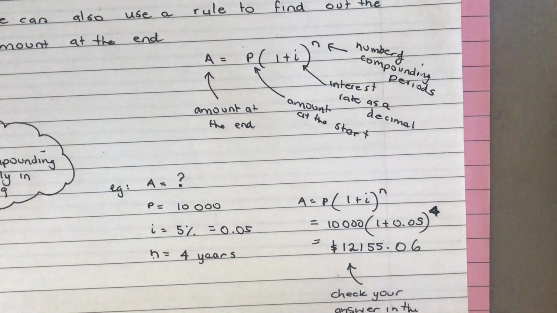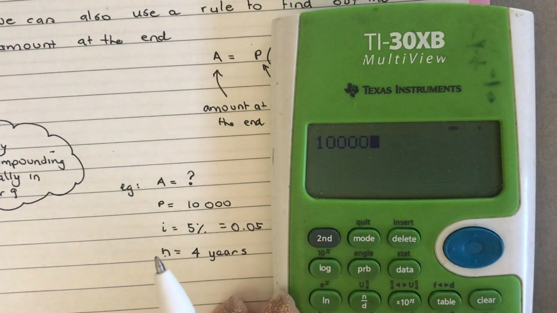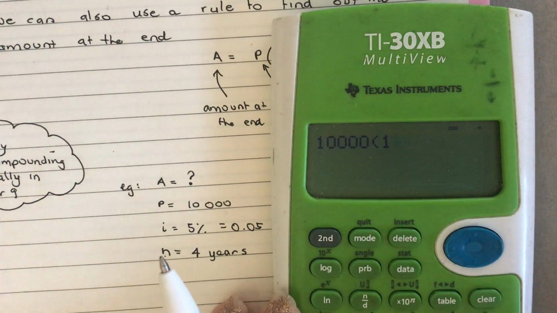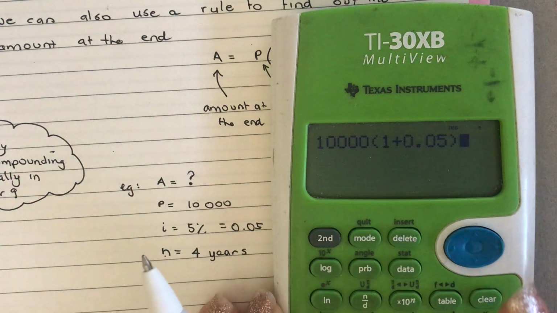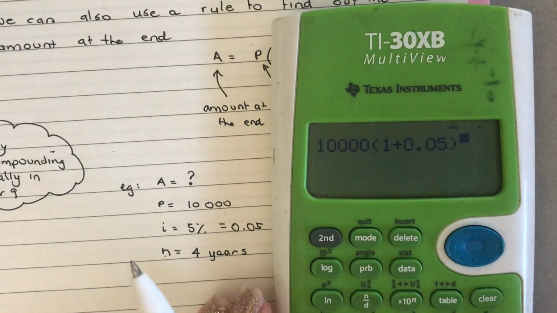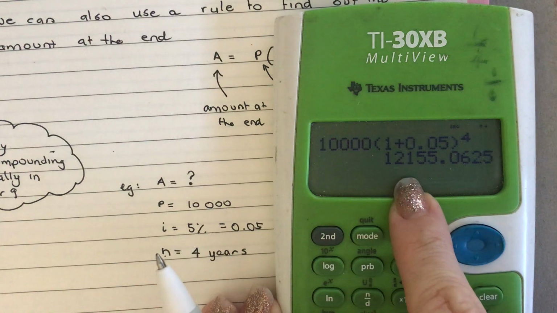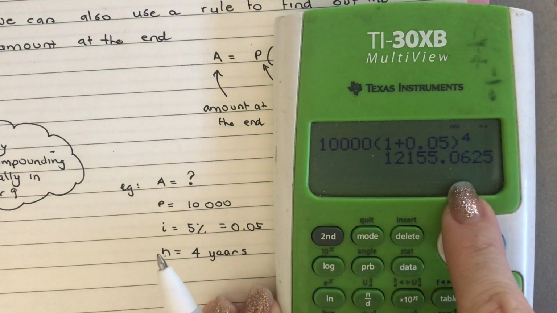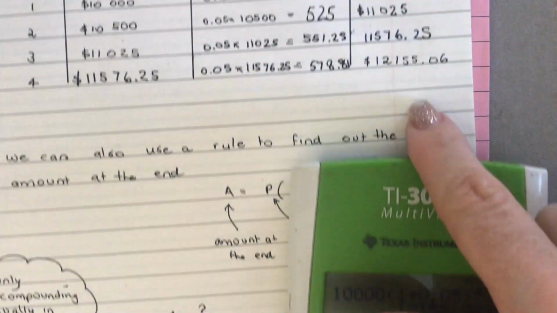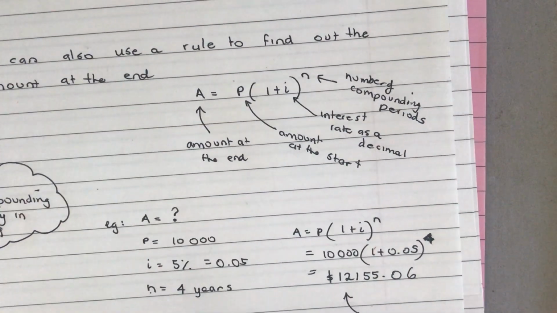Now I can put that into my calculator. So I can type my 10,000. I can put a bracket. I can put 1 plus 0.05 there, bracket, and then use the little up arrow. Using the little up arrow, I can raise that to the power of 4 because I'm doing it for 4 years. When I press enter, I get 12,155.06, which happens to be what I got in my table, and I've written there on the page.